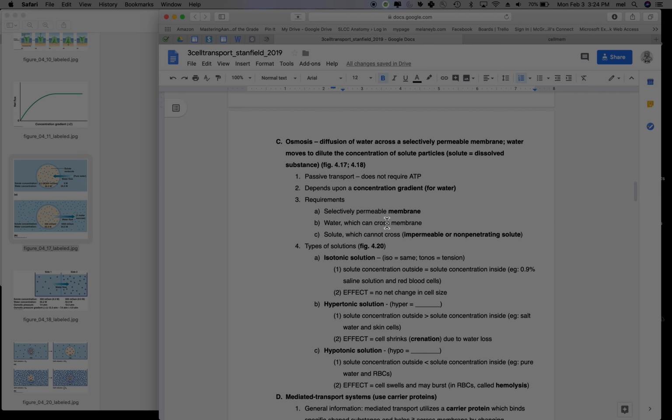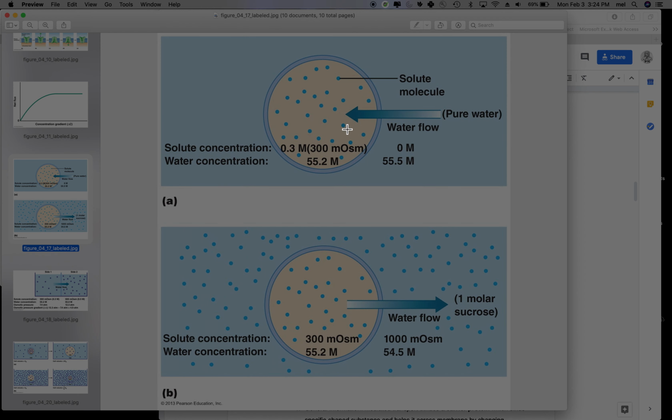So the requirements for osmosis are a selectively permeable membrane and then two things. Water, which can cross the membrane because of all of the aquaporins, and then the solute. We would have to say this is a non-penetrating or impermeable solute because if the solute was permeable, the solute would just diffuse down its own concentration gradient. But this is a non-penetrating or impermeable solute. If you ever see non-penetrating or impermeable, know that someone is trying to get you to say osmosis, not diffusion.